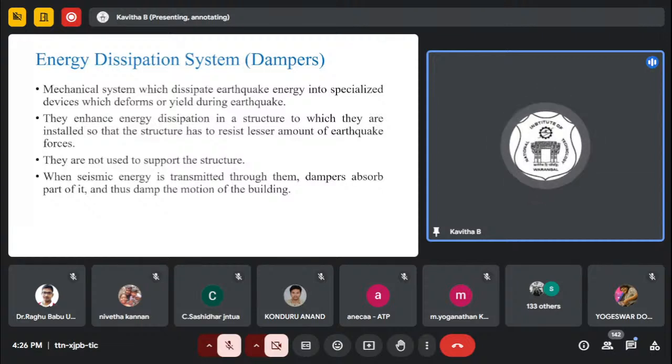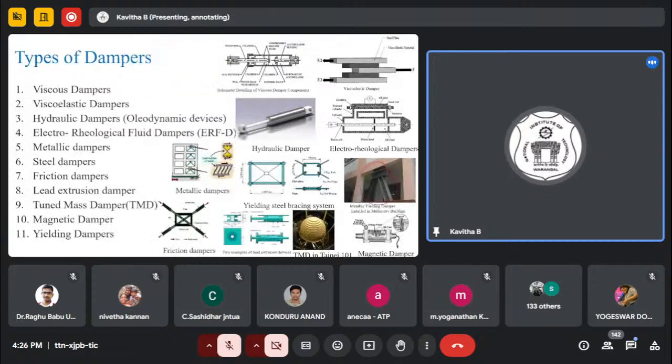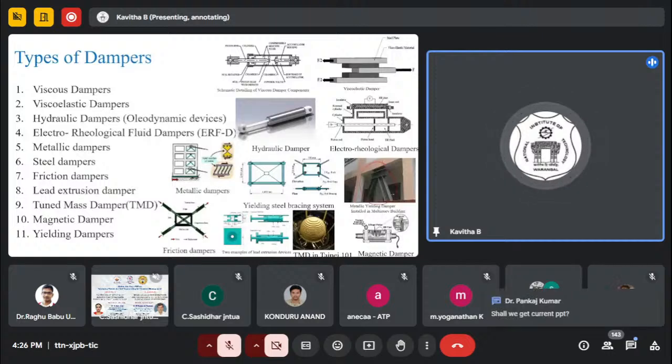There are a number of types of dampers available. You can see the pictures. One can buy these in industry and install them in the building. That is also an extra thing one can adopt to extend the life of a building in case of an earthquake. That is with respect to dampers. You can see the types and figures of it.